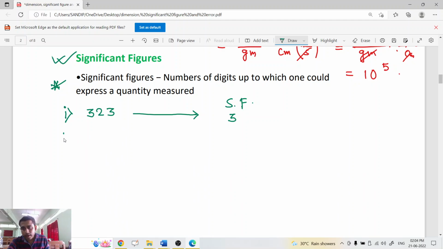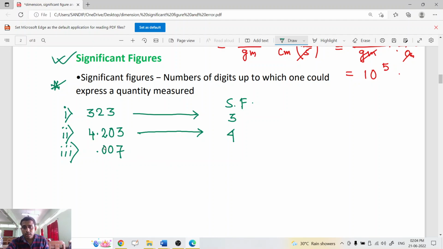Second one is, if I take any decimal number like 4.203, here you can take the significant figures as all the digits 1 2 3 4, so the significant figure is 4. Now the third rule is, if I take one decimal point and then 007, here you can say that on the right side of the decimal point the zeros are placed before the starting of the first non-zero digit.